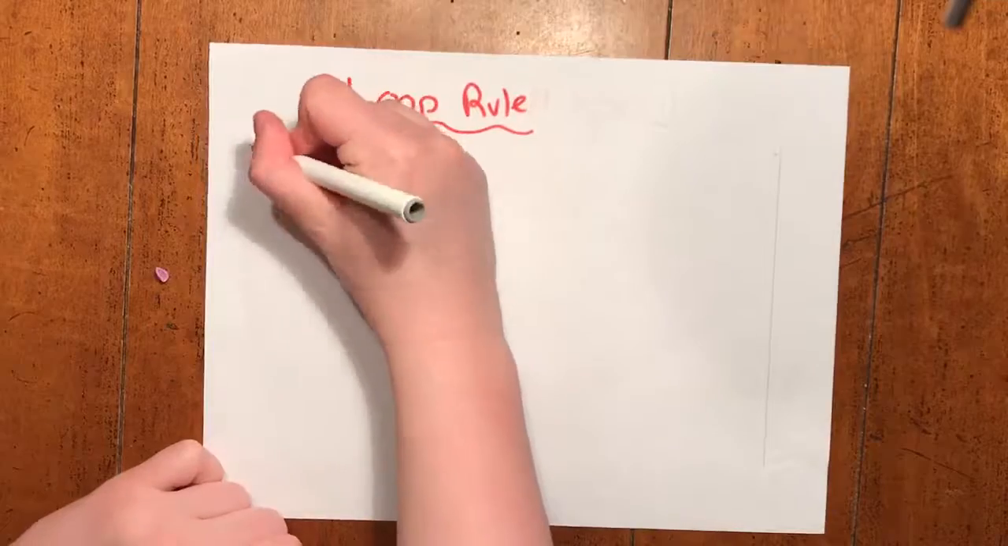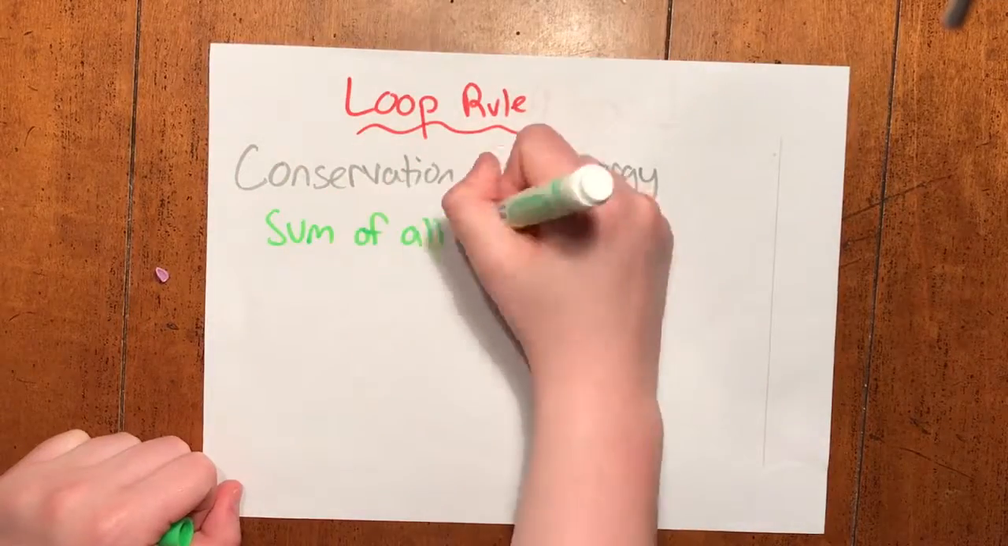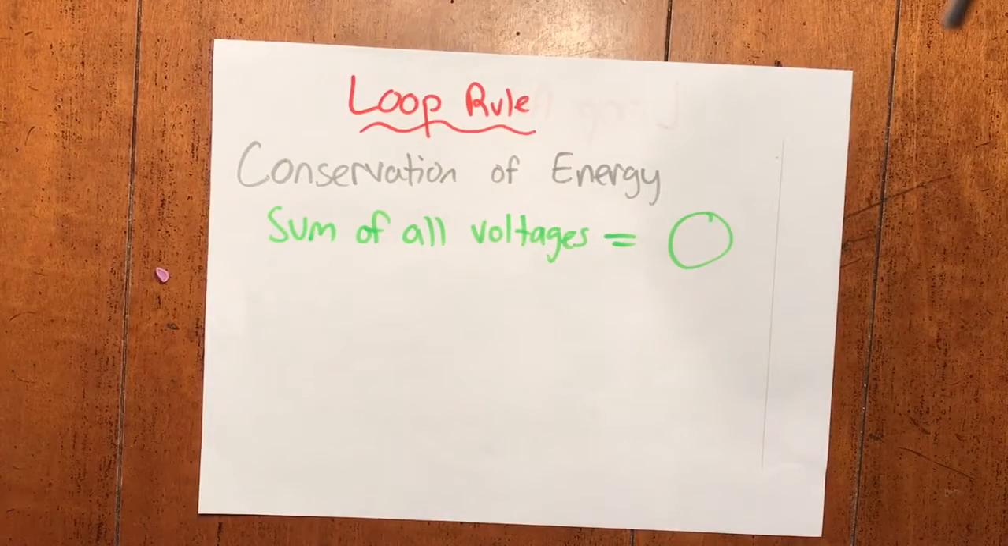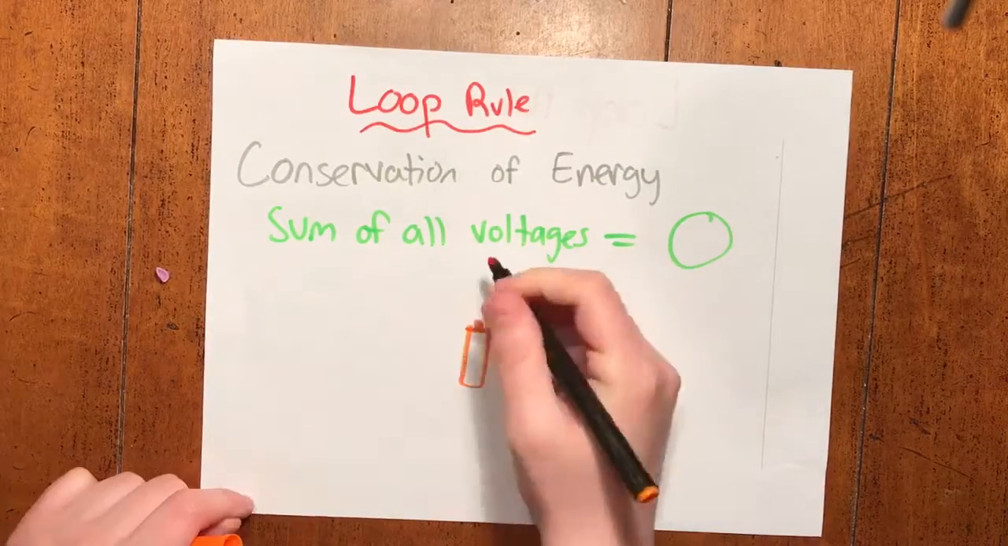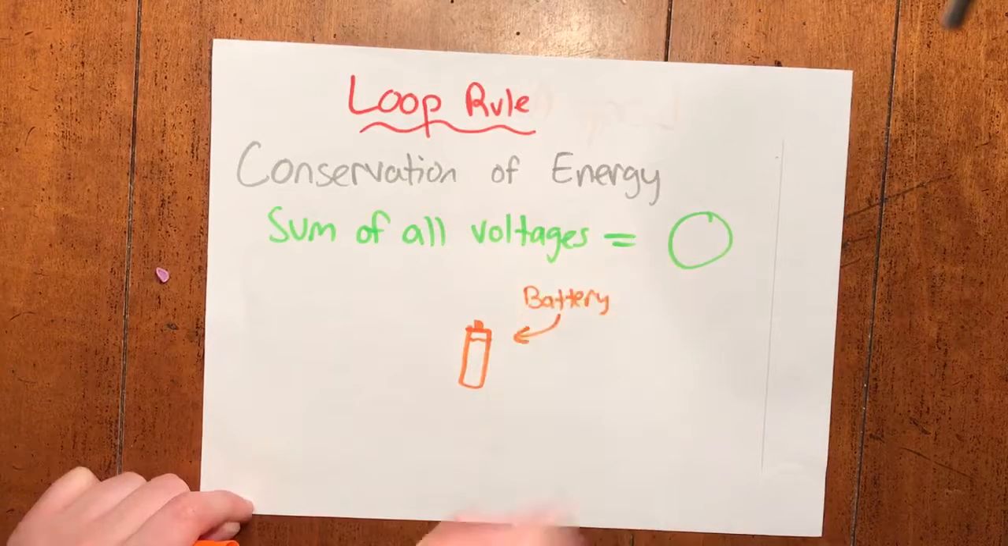The loop rule explains conservation of energy in a circuit. Through a loop in a circuit, the sum of all voltages must be zero. This means that all the voltage gained through the battery in the beginning of the circuit must be lost by resistors throughout.